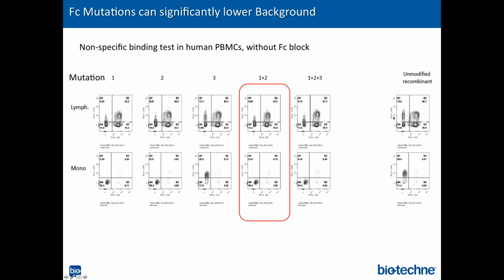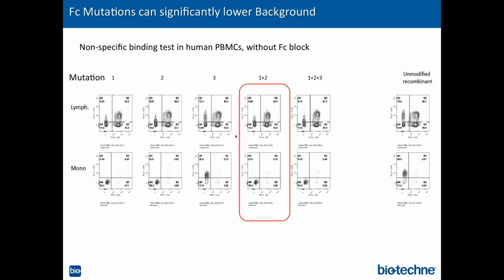And as you can see, if you focus on quadrant 1, it gives you a high non-specific binding for this particular antibody that we were running. The mutations 1, 2, or 3 alone did not abolish that interaction, and you still see a large amount of non-specific binding on the lymphocytes as well as on the monocytes. And using mutation 3, it actually got worse, so that was just not the way to go, obviously.